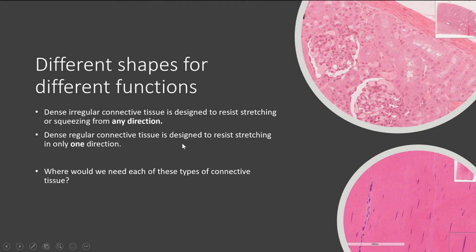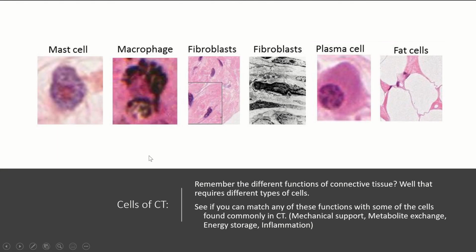Okay, hopefully this is making sense to you guys. So the cells of connective tissue. Remember we said that connective tissue is the site for metabolite exchange, for inflammation, for energy storage, mechanical support. So there's a lot of different cell types that can be in connective tissue. And we're going to go over some of the main ones. Okay, so by the end of this, you should know what every single one of these cells is and what they do. Okay.